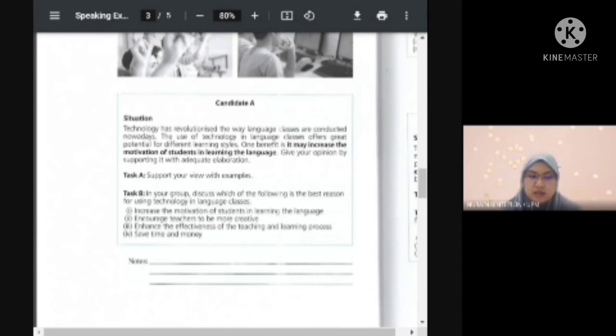Besides, I very much agree on point three, where technology enhances the effectiveness of the teaching and learning process. Just like candidate C mentioned, the internet allows students and teachers to search for many resources, even though some are restricted with payments. However, there are many other options we can get. This allows students and teachers to be more creative and gain more knowledge about a language.